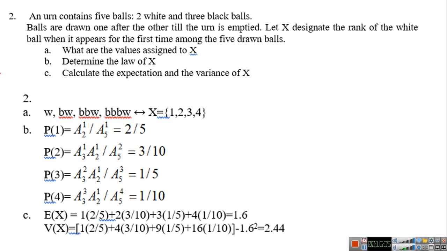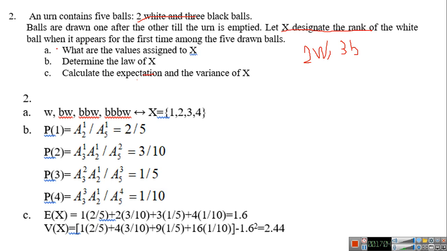Now another example: an urn contains 5 balls. We have 2 white and 3 black. Till now it's not a random variable. So now the question: balls are drawn one after the other till the urn is emptied. We're going to draw all the 5 balls one after the other. Let X designate the rank of the white ball when it appears for the first time.